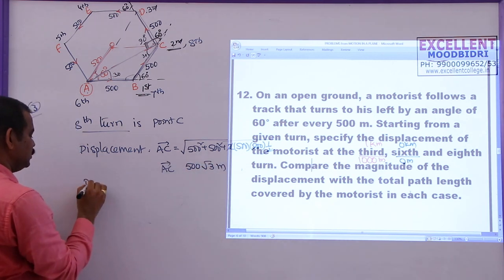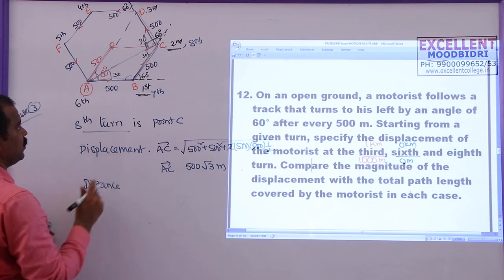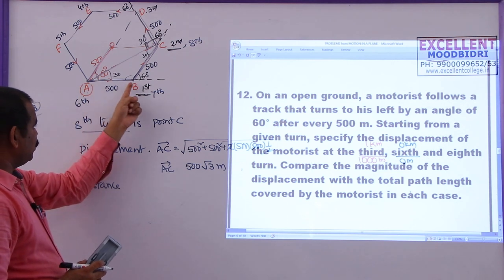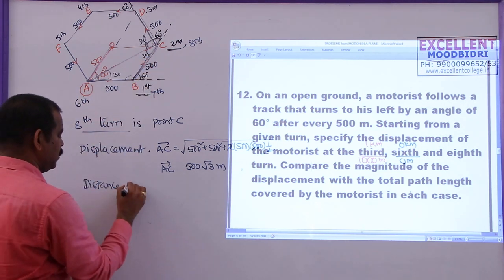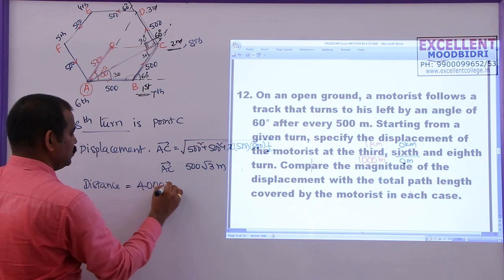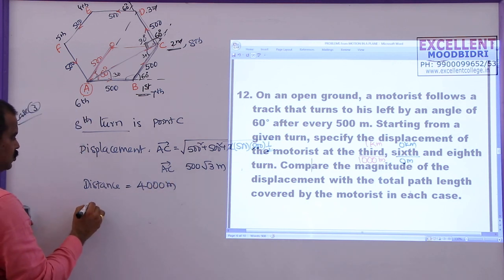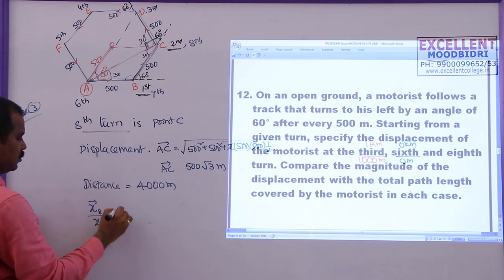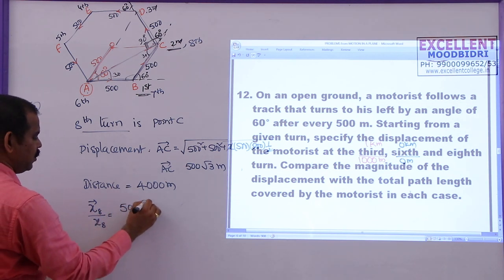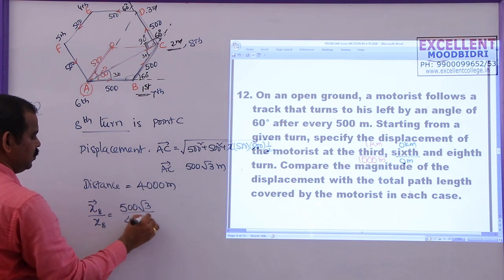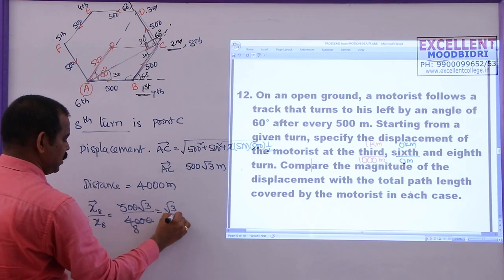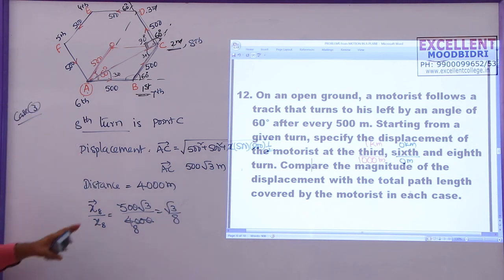This is AC bar. Now what is the distance traveled for the 8th turn? For one complete revolution, this will be 3000, plus 500 plus 500, that is 4000 meters. So now we need to compare these two. X bar for the 8th turn by x for the 8th turn is given by 500 root 3 by 4000. Cancel these two, 5 1, so 5 8. So this answer is root 3 by 8. This is the ratio for the 8th turn.